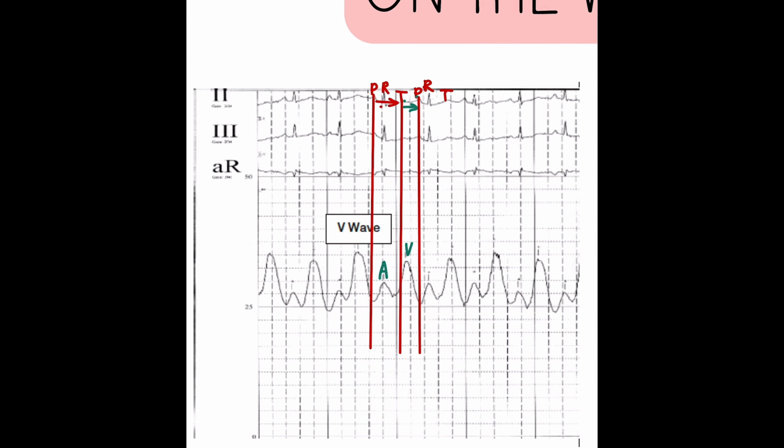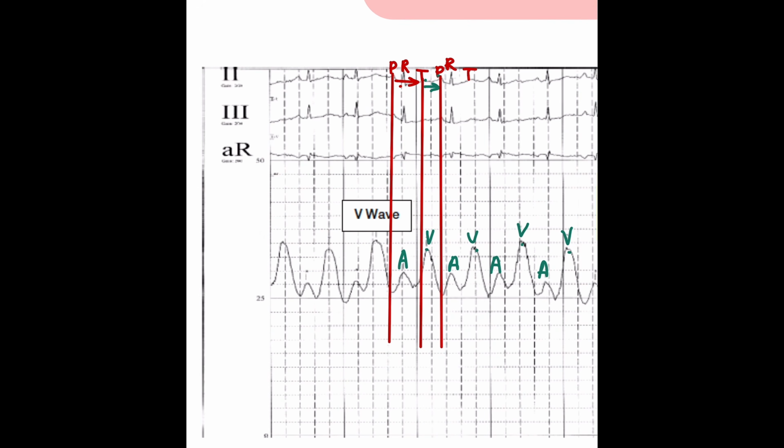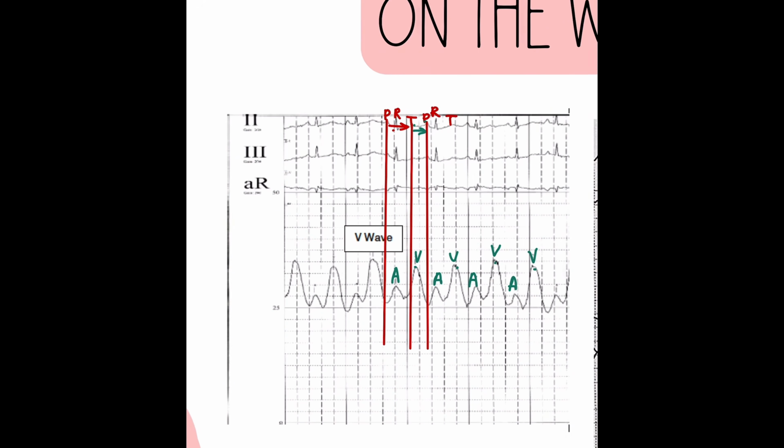Now, once you're comfortable finding one, you can march out every other as long as they're in some kind of sinus rhythm, that this is AV, AV, AV, AV. So you could click on any of these and that would be the V wave. Now, is the V greater than the A? Yes. By how much? Let's draw out this scale.